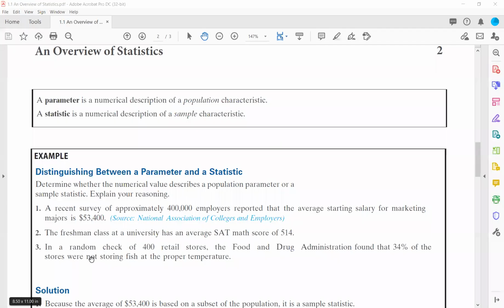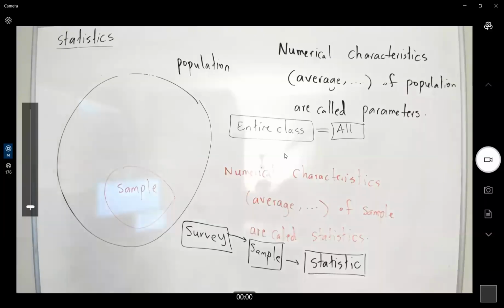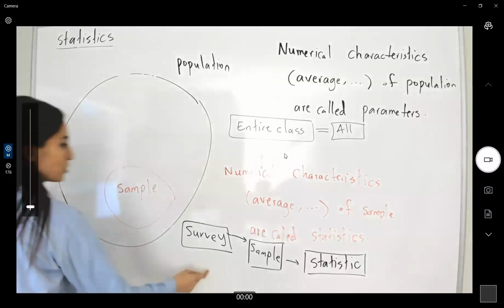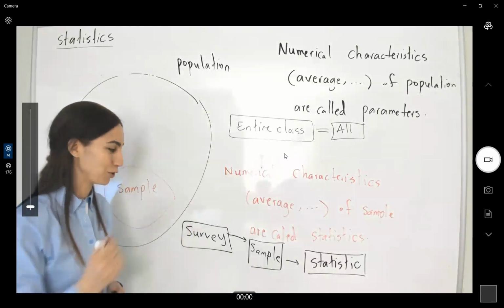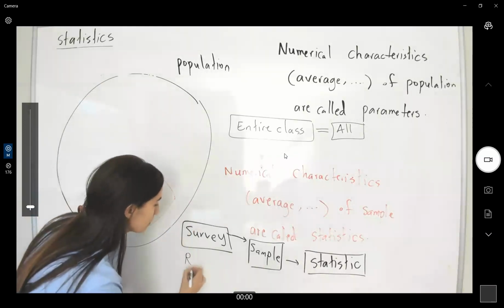In a random check of 400 retail stores, we didn't have time to go to every one of them. We didn't have enough money, enough resources, or enough time. We just randomly selected some. So what's the meaning of that? This randomness is related to a sample. So another keyword for you: random.